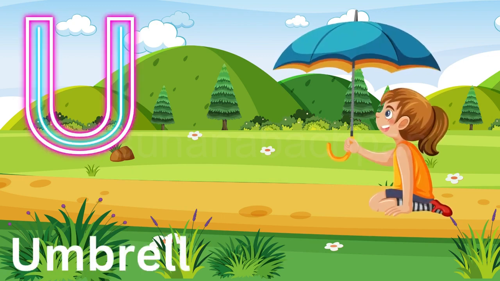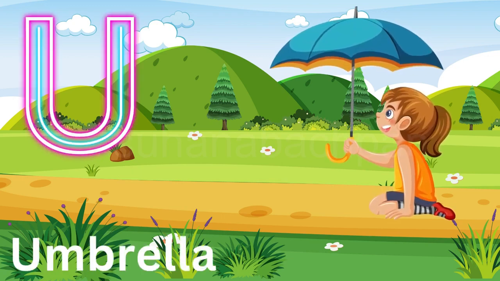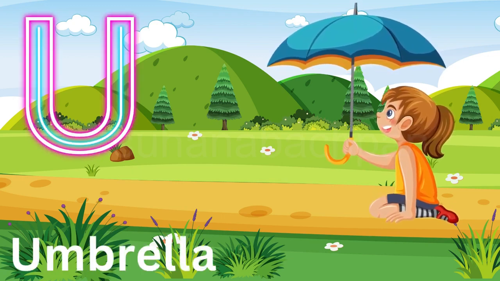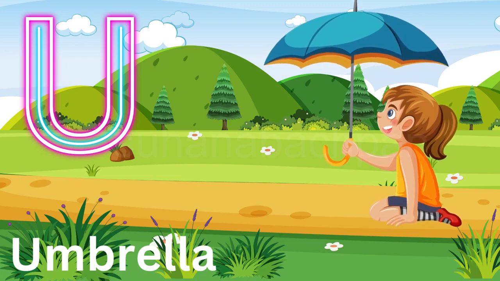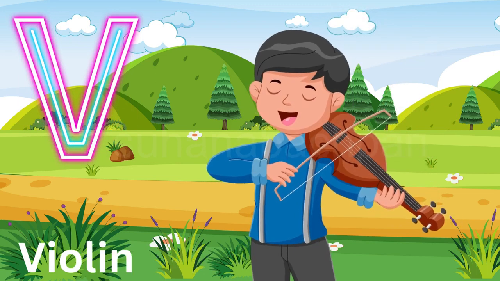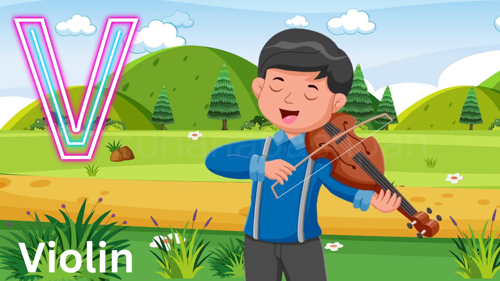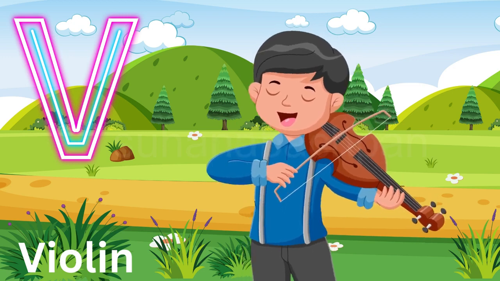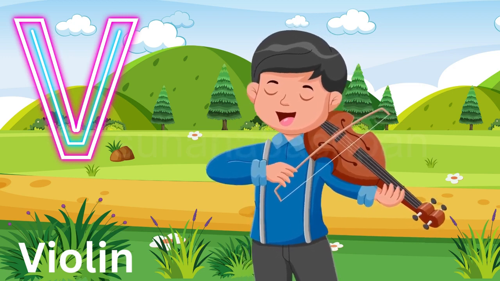U is for umbrella. U, umbrella. V is for violin. V, v, violin.